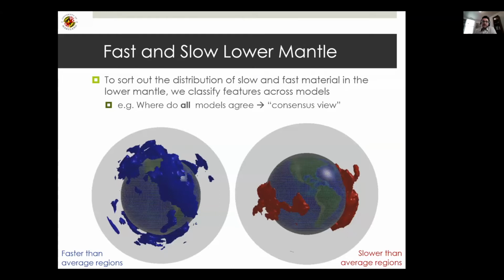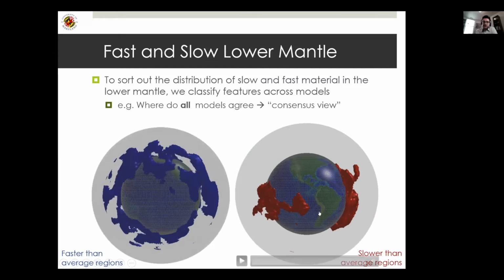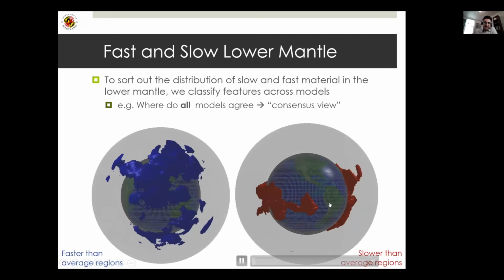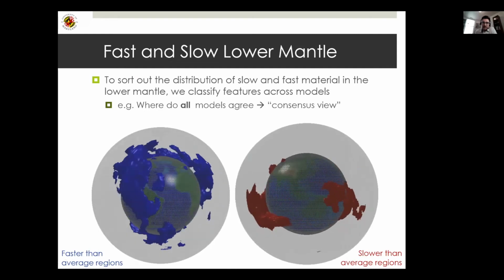So for example, we can try to take all these models and sort out a distribution of slow and fast material in the lower mantle. And we can classify features across models to do this. So for example, we can ask the question, where do all the models agree? What is the consensus view of mantle structure from all these tomographic models? And you can ask that for faster than average regions shown on the left and for slower than average regions shown on the right. So here, this is just animating these so you can kind of see it from all these locations.